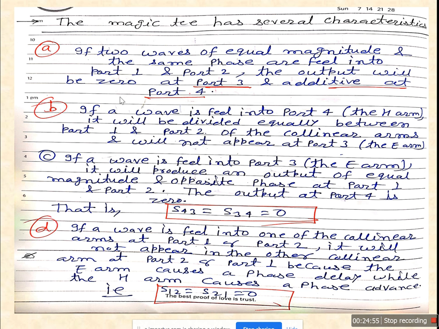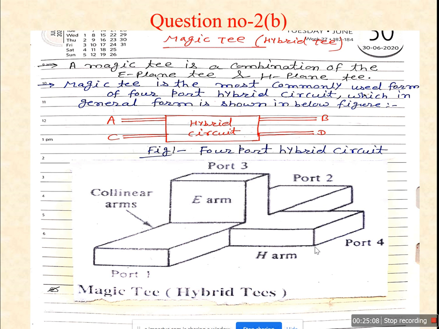If a wave is fed into port 4, the H-arm, it will be divided equally between port 1 and port 2 of the collinear arms and will not appear at port 3. Simply, as I told you, the principle of H-plane tee. If you apply the power at port 4, it is equally divided into port 1 and port 2 with the same phase, but no power reaches port 3.